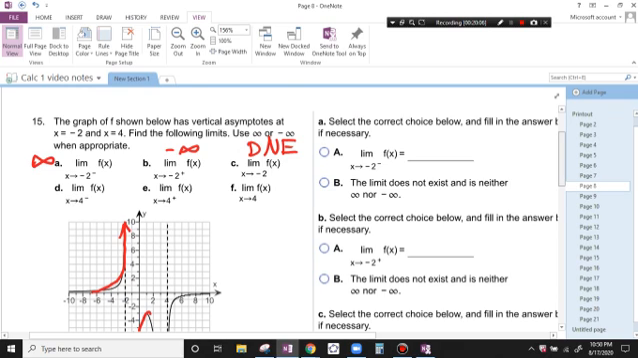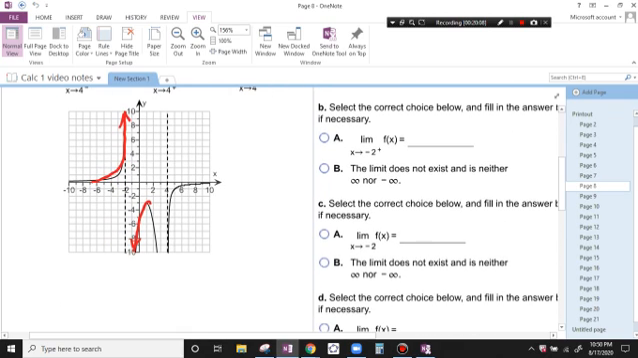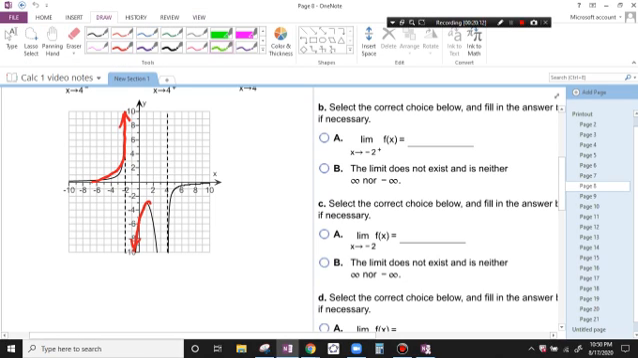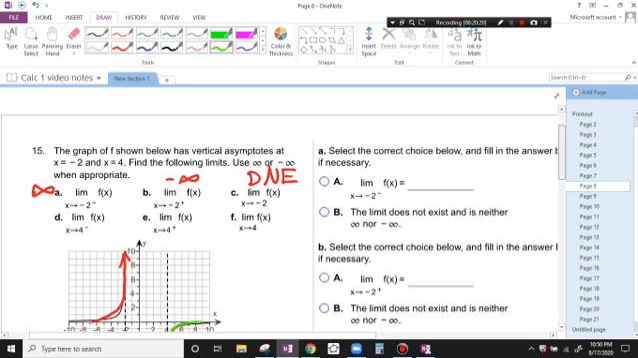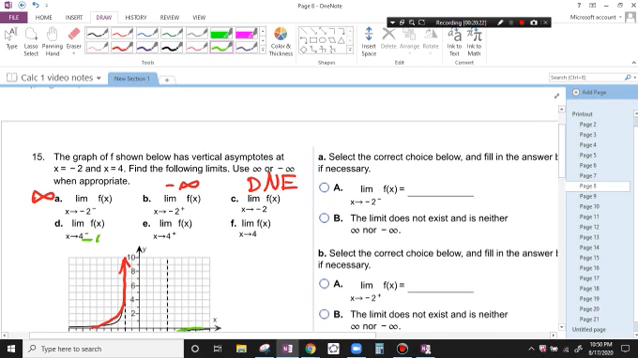Limit as x goes to 4 on the left. Ooh, 4 on the left. I'll put it in green. 4 on the left looks like it's doing that, and 4 on the right looks like it's doing that. Both sides going to minus infinity. All three of these: negative infinity, negative infinity, negative infinity.